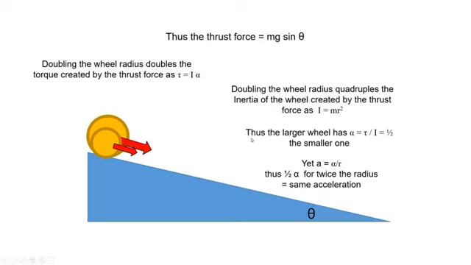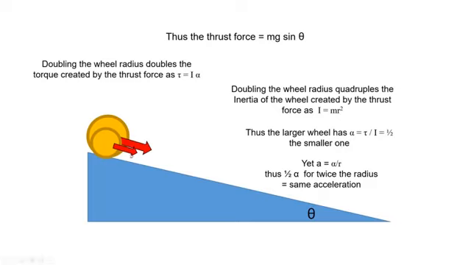Now, for the larger wheel's angular acceleration, we rearrange torque equals I alpha, and we end up with torque over I being equal to a half of that of the smaller one. So now we go, aha, yes, it's true. The larger wheel has half the acceleration of the smaller one. Therefore, they're not the same. But there's a final step.